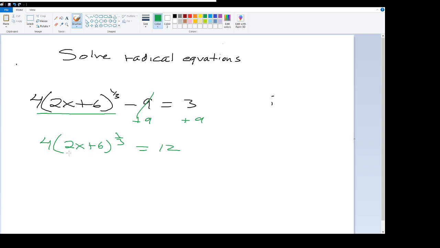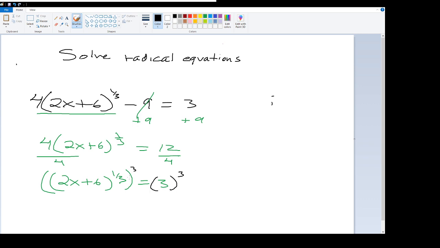I can't, because the 2x plus 6 is attached to the exponent of 1/3. And so what we're going to do is divide everything by 4, and we get 2x plus 6 to the 1/3 is equal to 3. From here, to get rid of this exponent of 1/3, there's a couple of ways I can do this. Well, I think the easiest way is to raise everything to the 3rd.